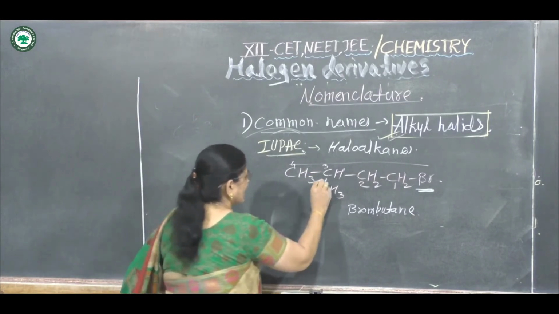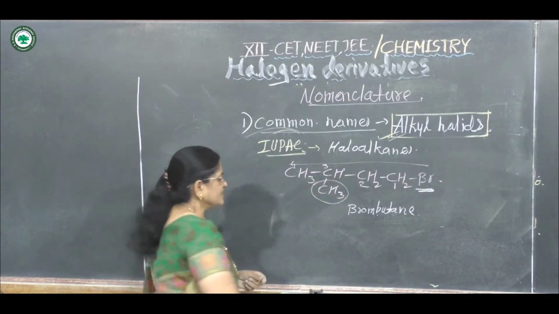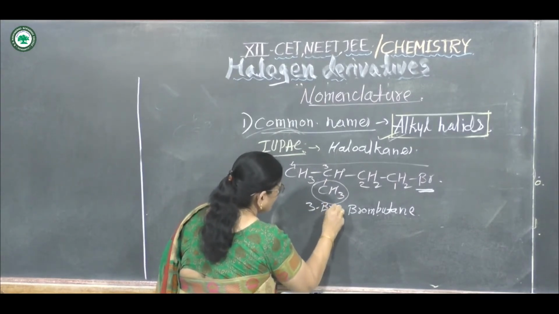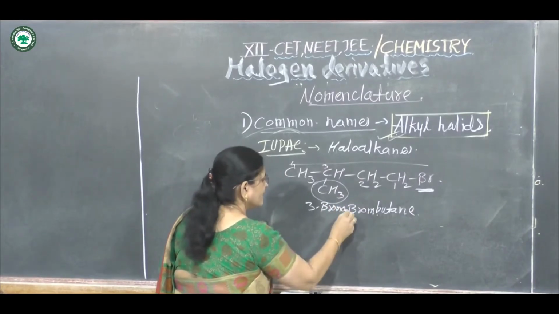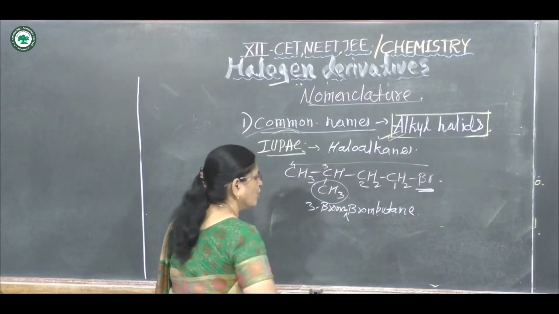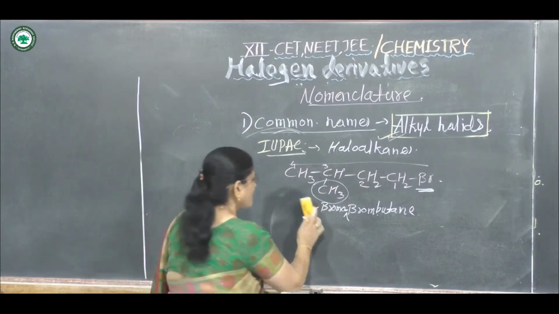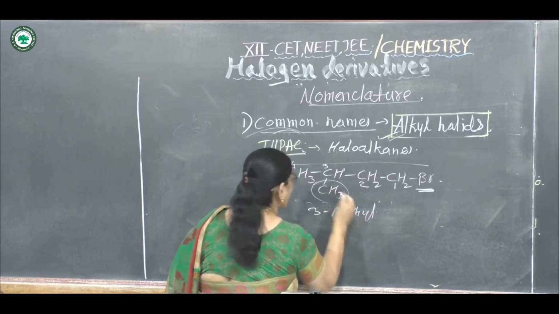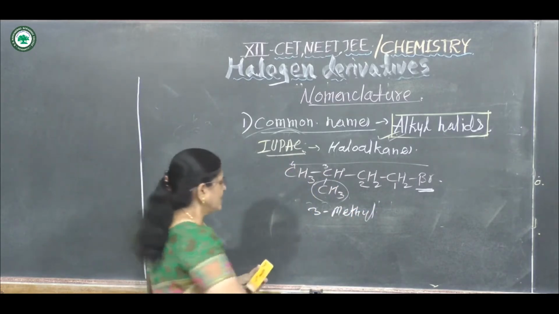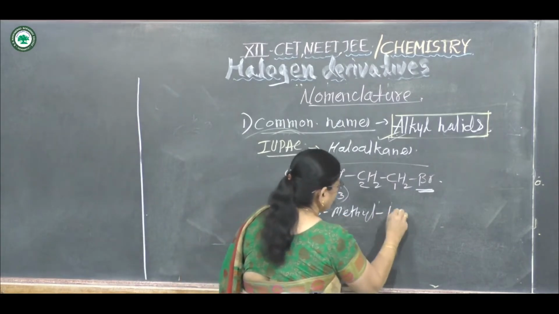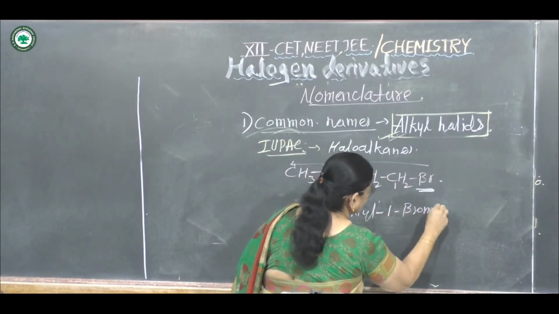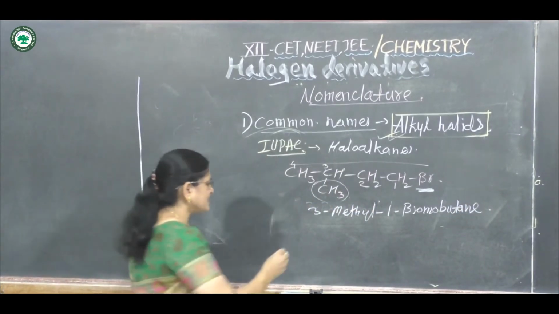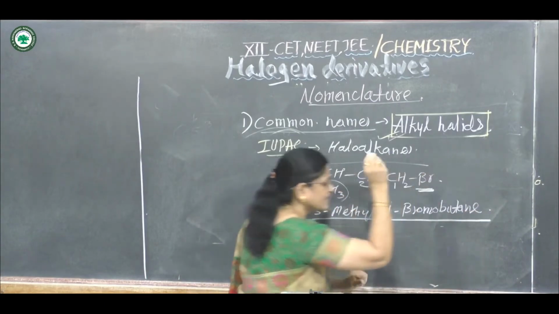Then on the third carbon atom there is 1 methyl group, hence the name of this compound is 3 methyl 1 bromobutane. And remember that this IUPAC name is always in a single word.